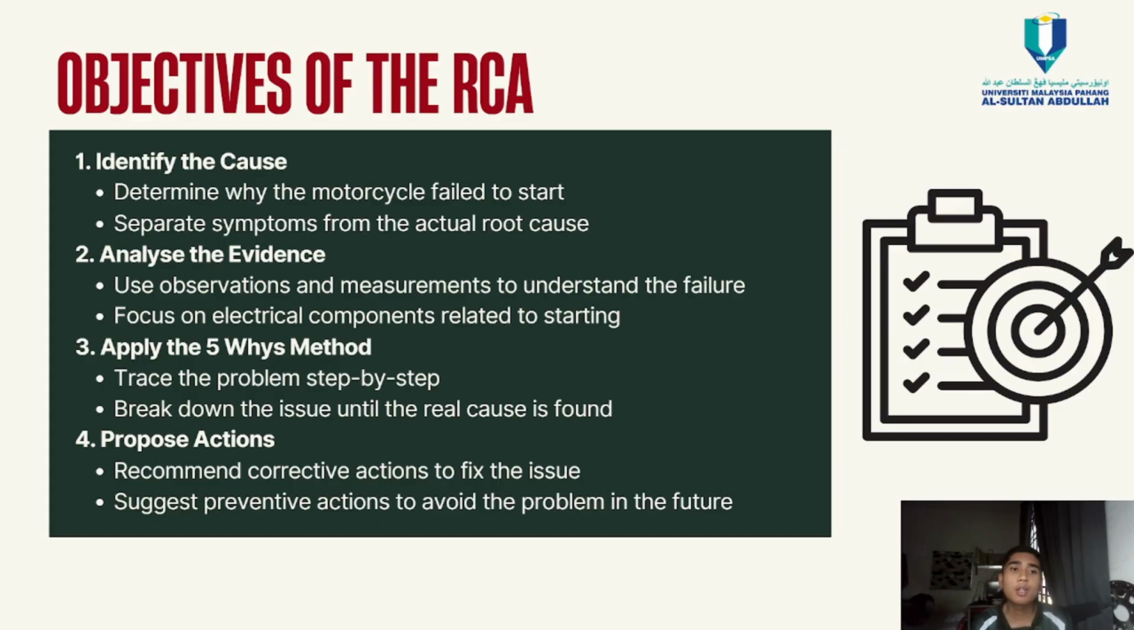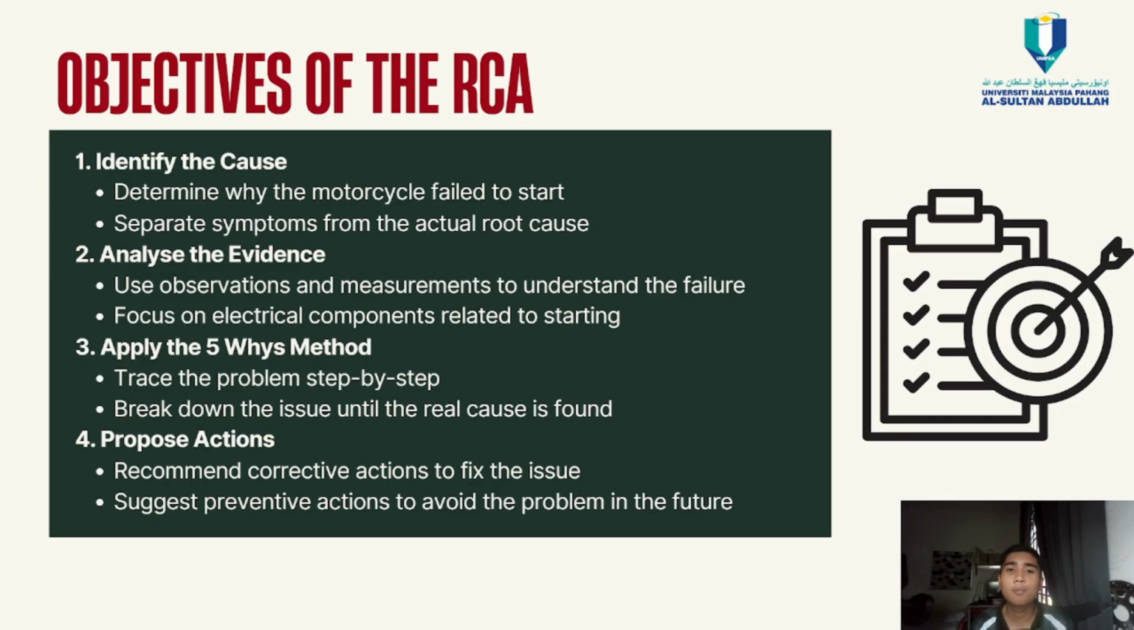What are the objectives of the RCA? First, to identify the cause, because it will determine why the motorcycle failed to start. Not only that, it will separate symptoms from the actual root cause. The second objective is to analyze the evidence, because it will use the observations and measurements to understand the failure, and then focus on electrical components related to starting. And the third objective is to apply the 5 Whys method.